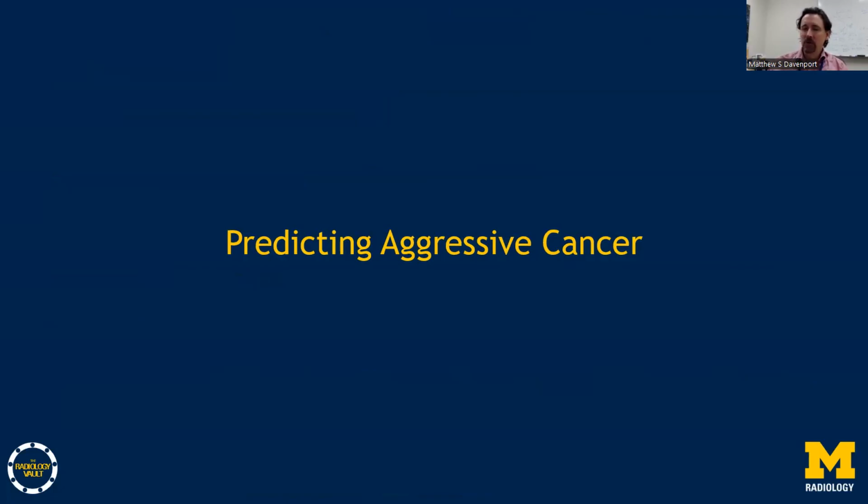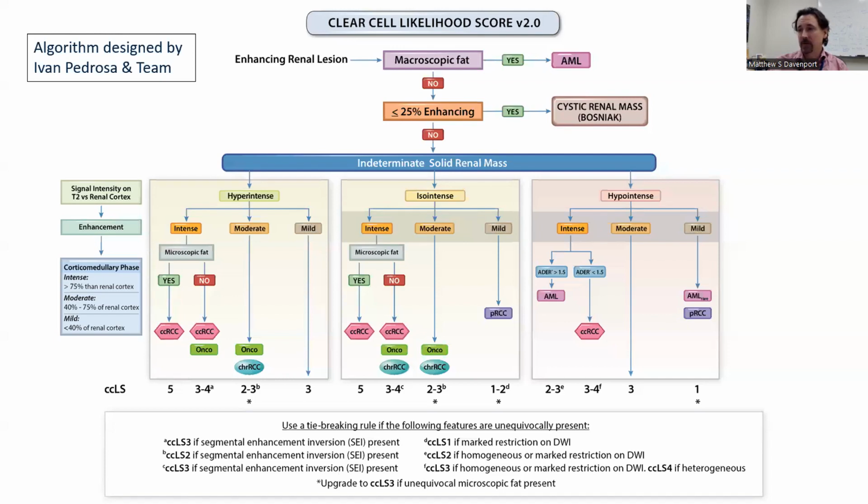And there have been a few groups that have worked on this to try to solve this problem. One of the most notable or influential was designed by Ivan Pedrosa and his team, the clear cell likelihood score. I'm not going to go through this algorithm in detail, but the key point is that imaging features, which are located on the left-hand side of the screen, are used in combination in serial order to try and predict how aggressive something is, with the focus being on trying to predict clear cell cancer. And the scores there are on the bottom. The intent of looking for clear cell cancer is that of patients who have metastatic renal cell carcinoma, clear cell cancer tends to be the cause of that metastasis. So we're using clear cell cancer here as a surrogate for aggressive disease.